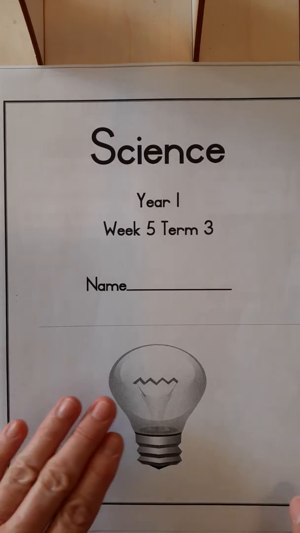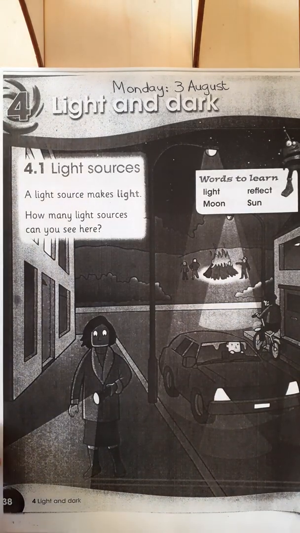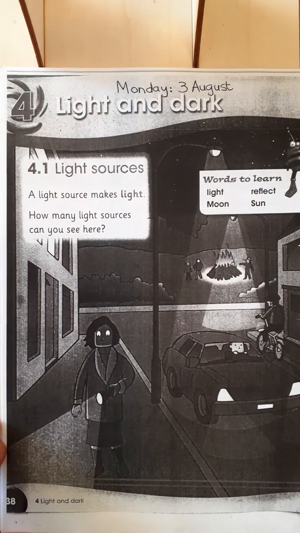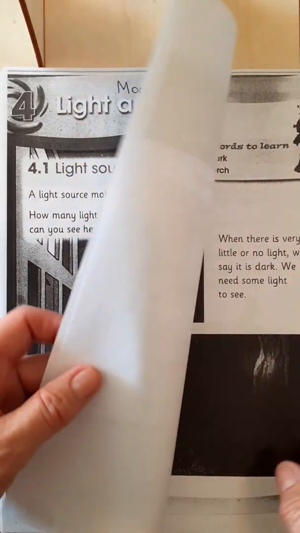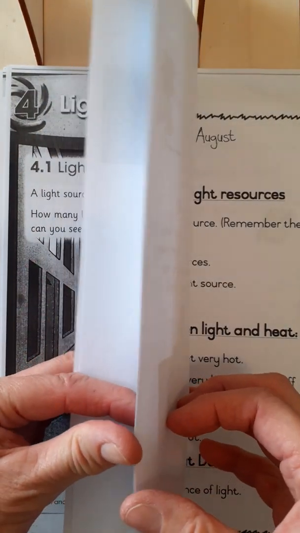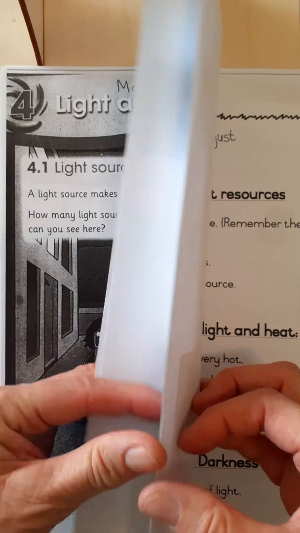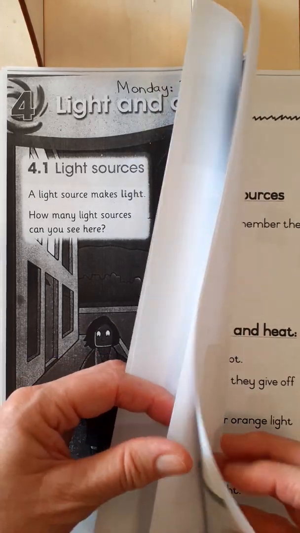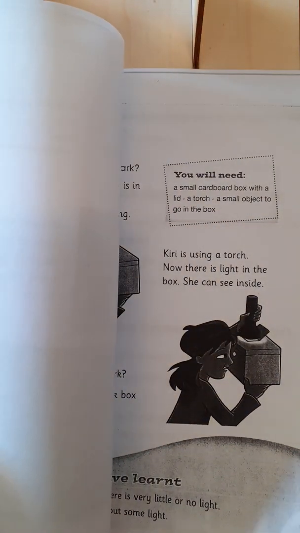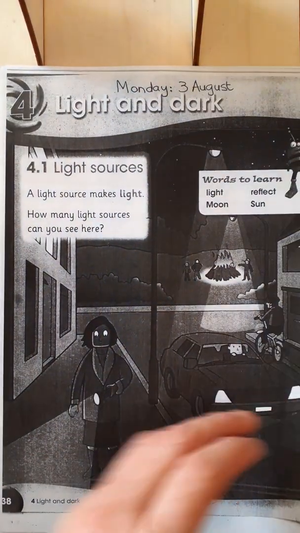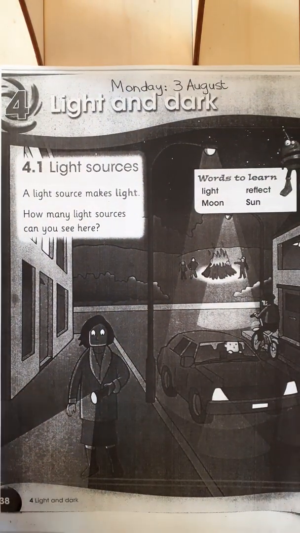Dear ones, this is your science for Monday, starting here with light and dark. We are going to read together from page 38 to page, I think it's 41. Let's just see quickly. To page 41, yes. I'm going to read with you these pages.